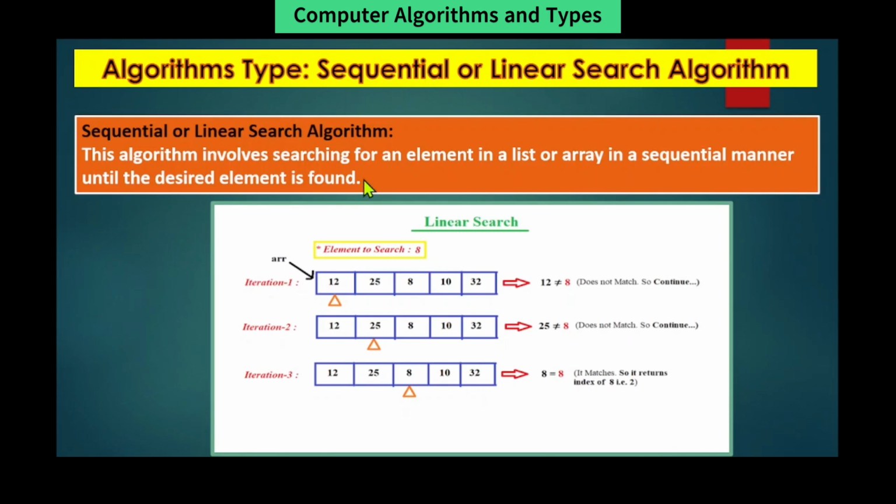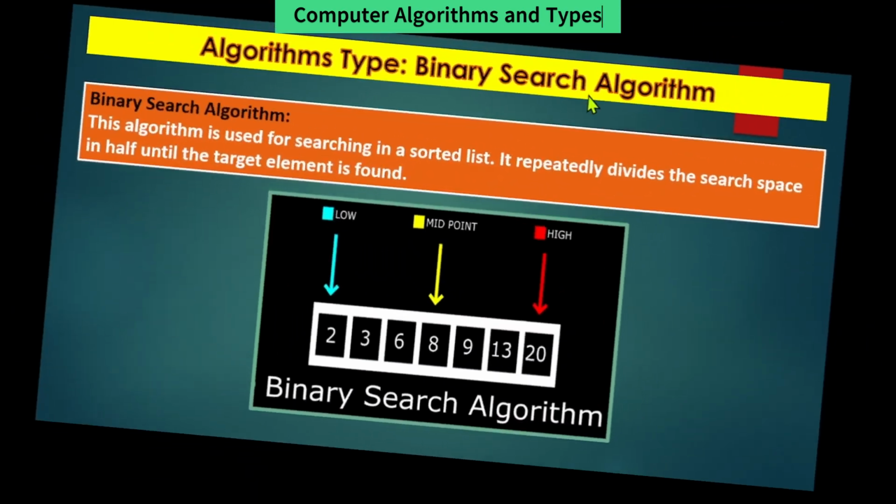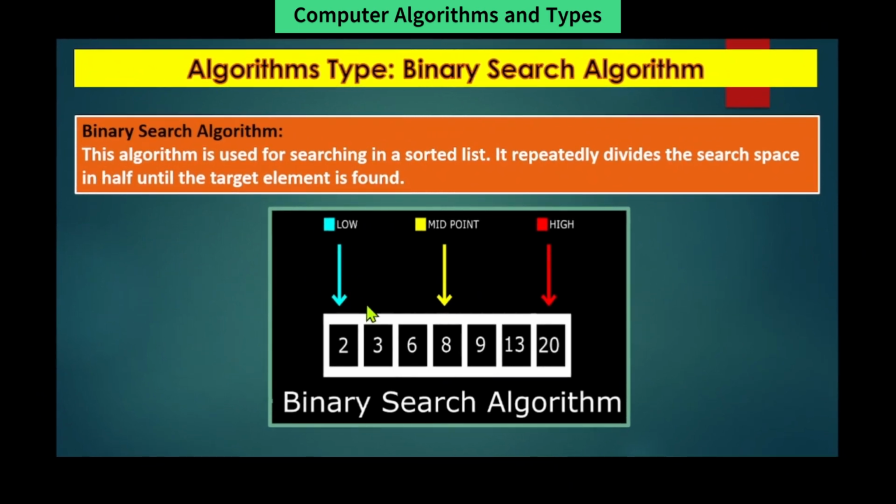Sequential or linear search algorithm. This algorithm involves searching for an element in a list or array in a sequential manner until the desired element is found. Binary search algorithm. This algorithm is used for searching in a sorted list. It repeatedly divides the search space in half until the target element is found.